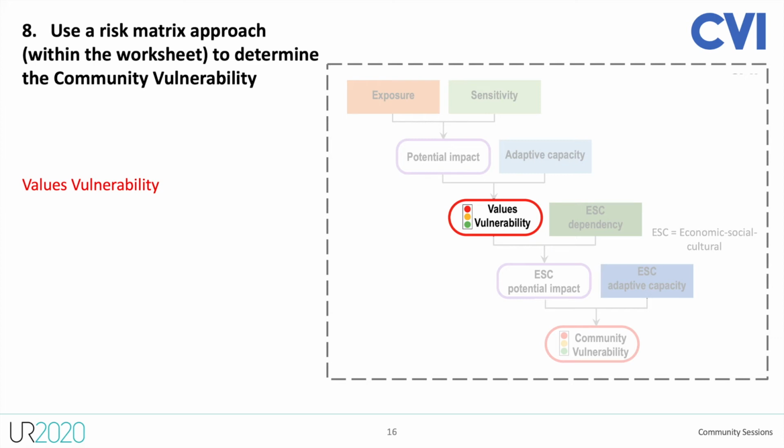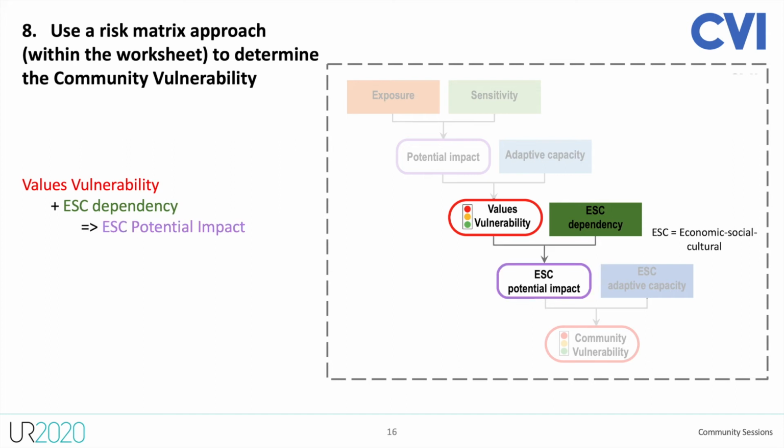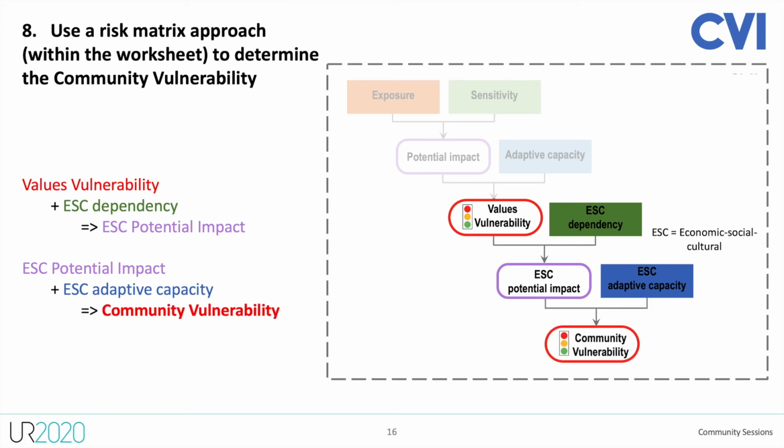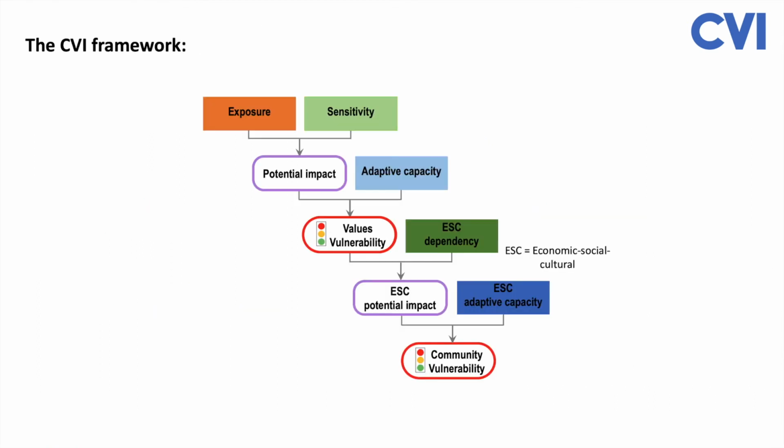So here we come out of our values vulnerability assessment that's undertaken using climate data and the knowledge from experts together in the room to consult on this. We combine that with further expert consultation on the dependency of the community to arrive at the potential impact on the community that could come from changes driven by climate change to the property. We then take that potential impact on the community, we add in the adaptive capacity to arrive at our measure of community vulnerability. And that's the final output term for our CVI analysis. Here's the framework again, just to run through it.